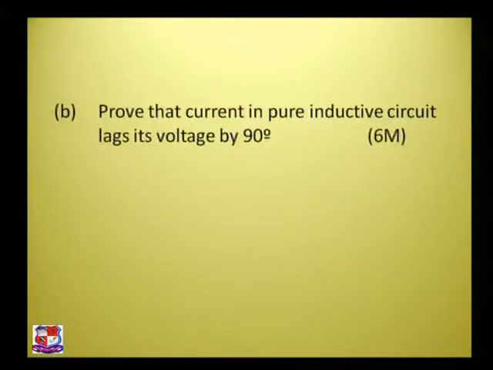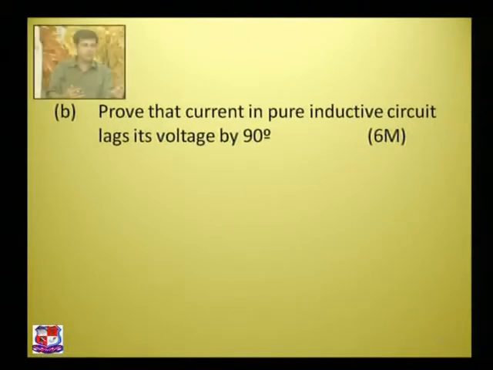right? Okay. So the next question is question 4b. It is given as: prove that the current in a pure inductive circuit lags its voltage by 90 degrees. It is asked for 6 marks. So we have to derive an equation which shows that current in a pure inductive circuit lags its voltage by 90 degrees. Okay. So we'll solve this question.